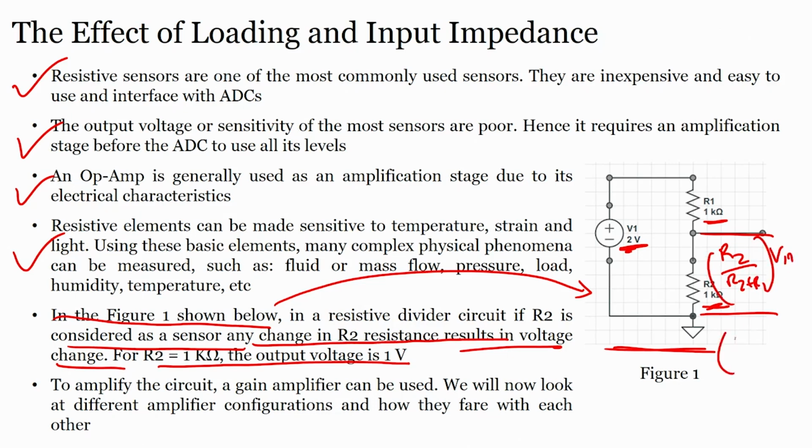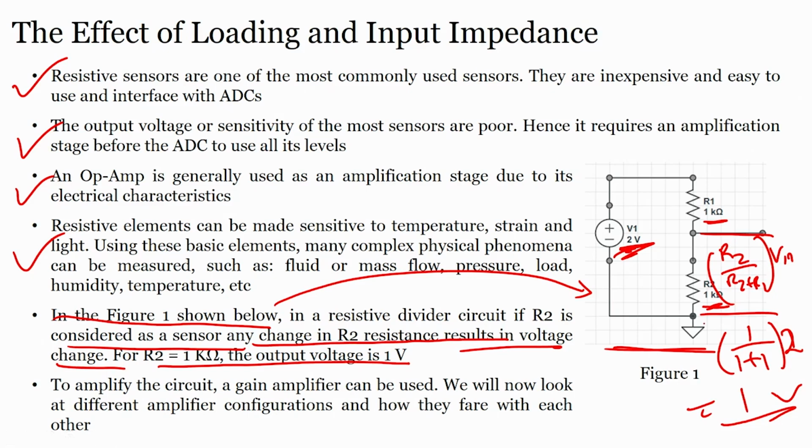If I place the values, 1 by 1 plus 1 into 2, the input is 2 volts. Sorry, this is equal to 1 divided by 2, which is 0.5 into 2, which is equal to 1 volt, right, approximately 1 volt. So, this is how the potential divider works, right.